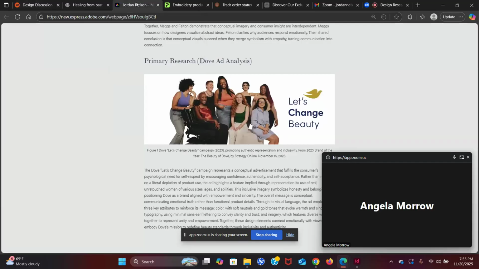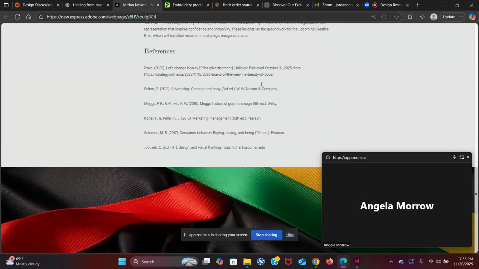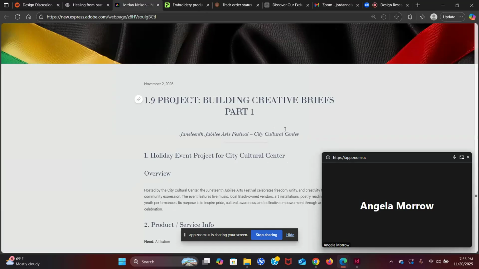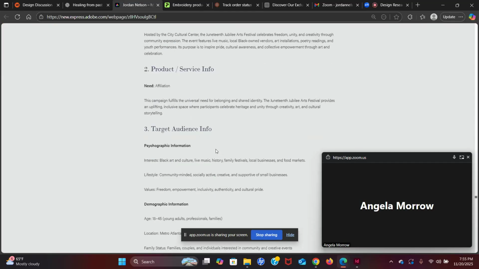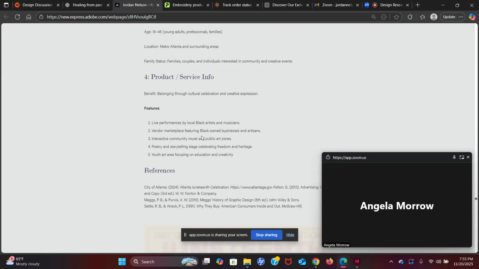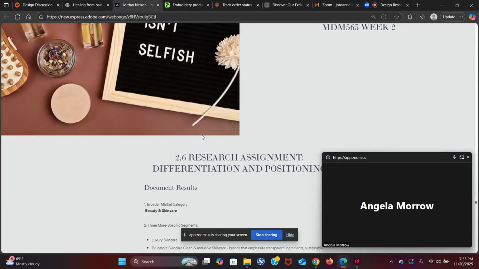I really did enjoy the assignment we were just working on, the creative briefs. I really enjoyed that just because it was personal for me. I loved being able to build my own event. I do like event planning already, so I was like, okay, this is cool. And it was more fun to research an event I already know about, which is Juneteenth, and to talk about the target audience. It was really interesting. I'm trying to scroll down to the other one.